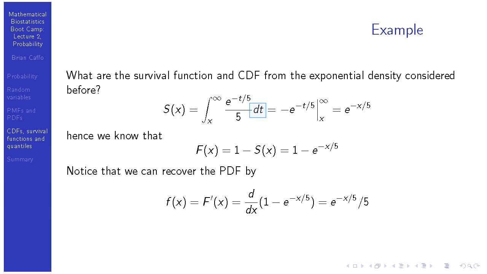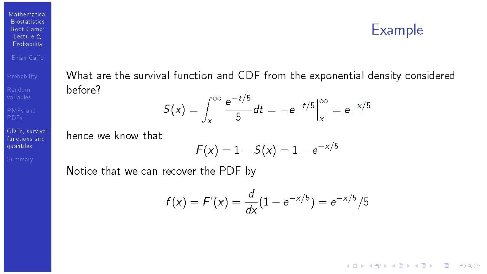Here I use the dummy variable t for integration. The antiderivative of e to the minus t over 5 divided by 5 is just negative e to the negative t over 5. We want to evaluate that from x, which yields the value e to the minus x over 5, and then subtract off the value as it limits to infinity, which is 0, so we just wind up with e to the minus x over 5.